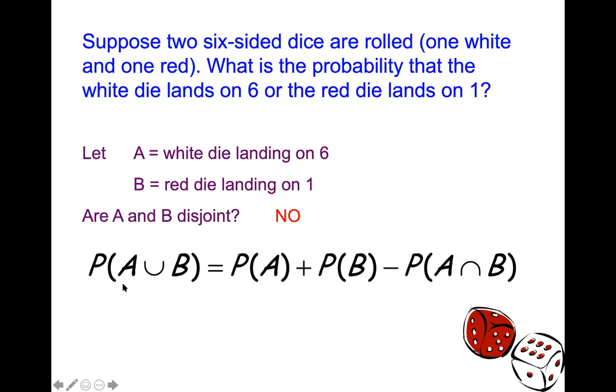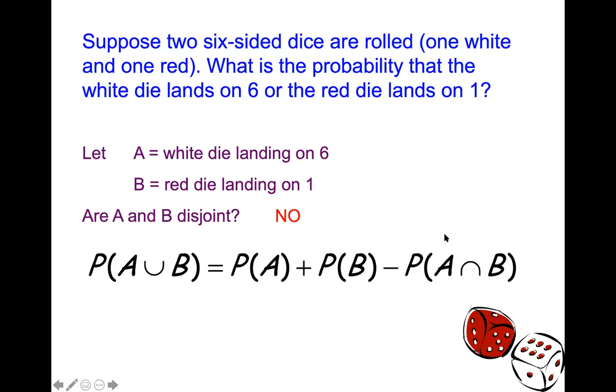Now I want to find the probability of A or B. So I'm going to do the probability of A, the white die landing on 6. There's only 1 out of 6. The red die landing on 1 is also 1 out of 6. And now the intersection.